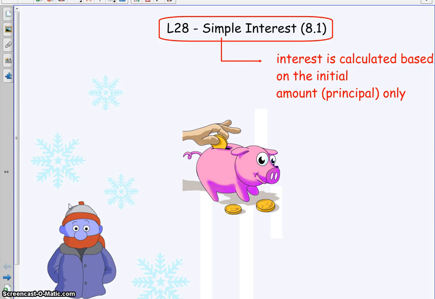Okay, so let's just get started on our last unit of the course. It's a quick little unit just applying a few things we learned in the past couple units, and it's just going to be on interest.